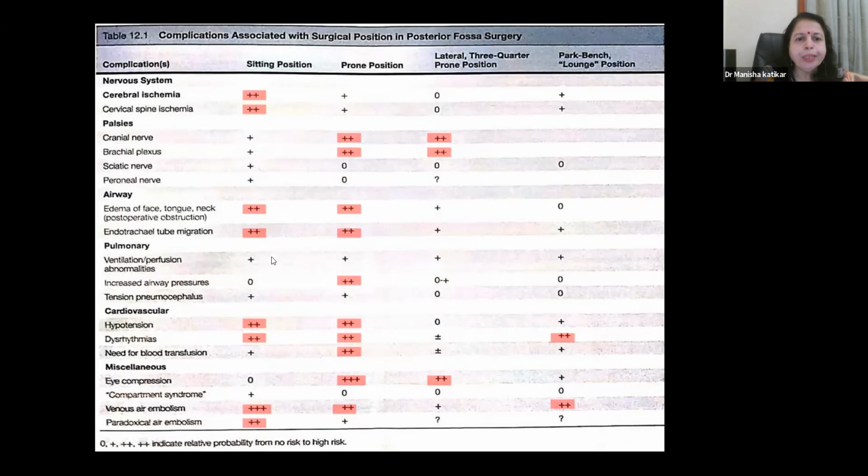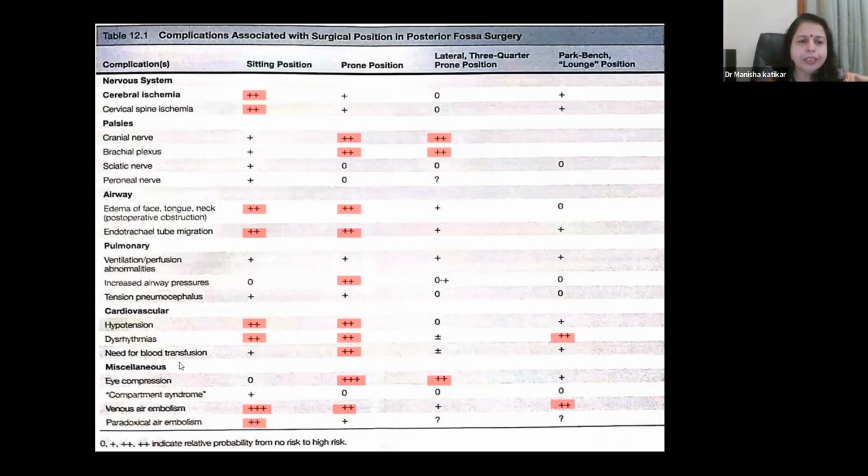Ventilation and pulmonary complications can occur more commonly in the prone position. The cardiovascular compromise, the hemodynamic instability, can occur in the sitting position, but they are seen to be more common in the prone position. And the last important complication, venous air embolism, is more common in the sitting position, but not uncommon in the lateral or park bench position, or in the prone position.